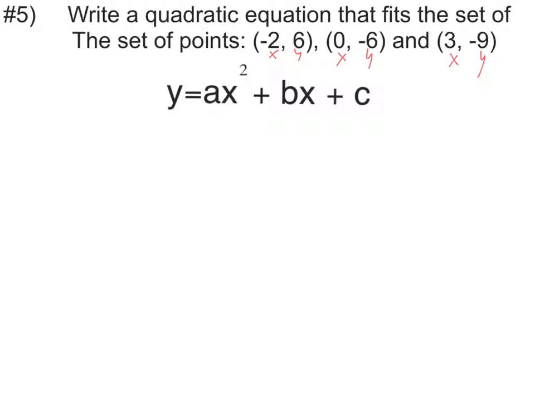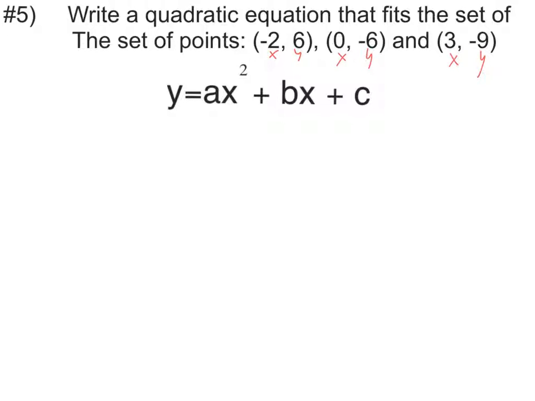So in math, you take what you know to find out what you don't know. So what do we know? We know a bunch of x and y values. So I'm going to create equations based on those points, on those x and y values. I'm going to take a look at my first x and y value of negative 2 and 6, and I'm going to plug them into x and y in my standard form quadratic trinomial function right there, y equals ax squared plus bx plus c.